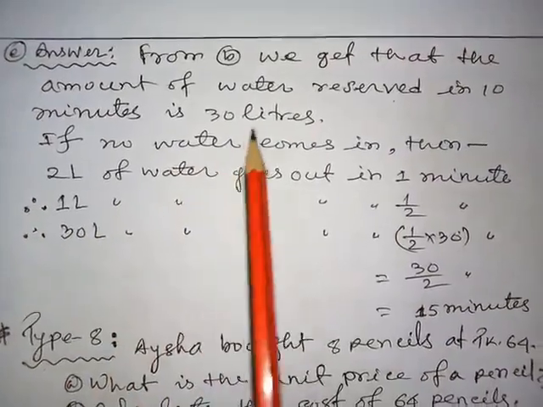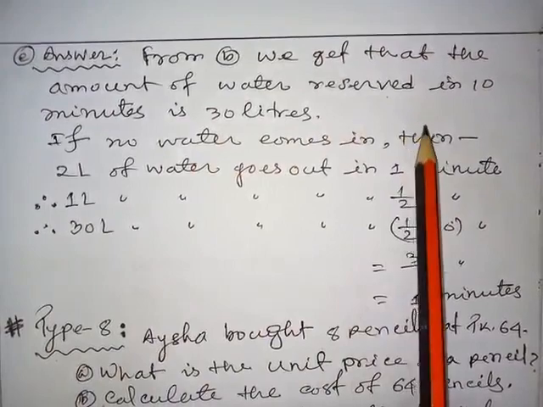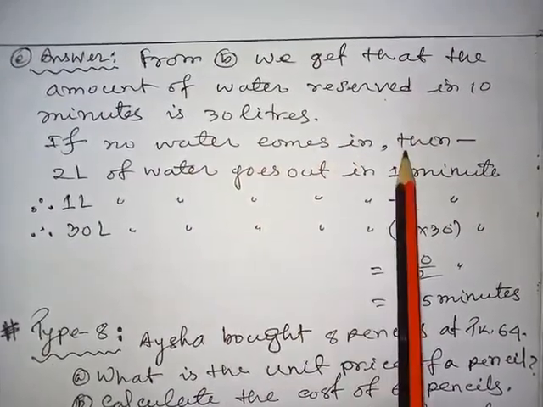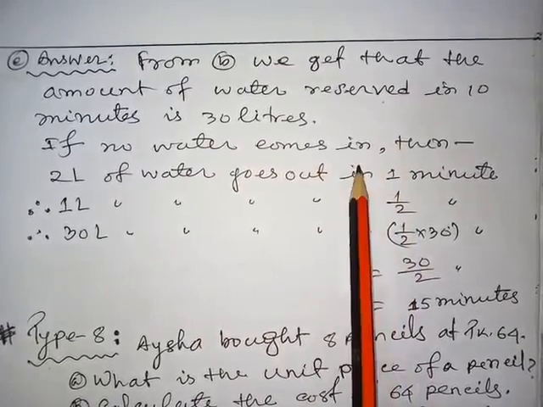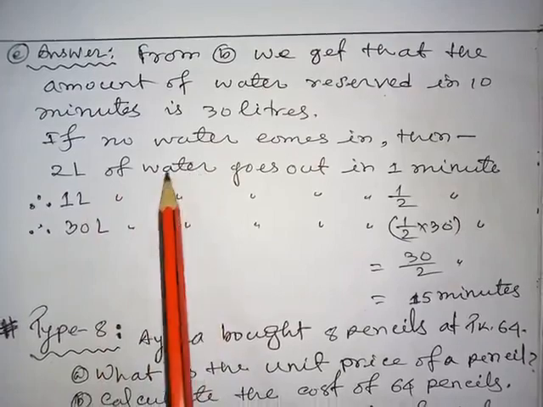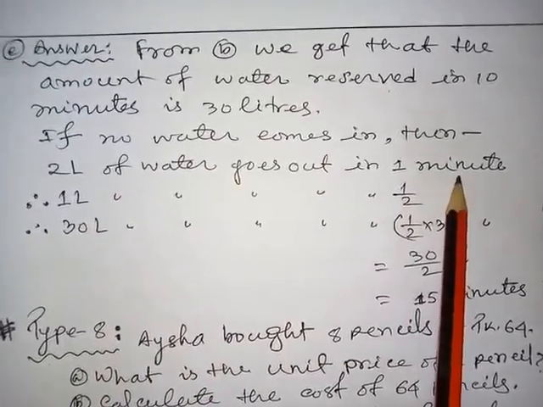Now solution C. From B we get that the amount of water reserved in 10 minutes is 30 liters. Now if no water comes in, that means water will only go out. The water will go out only, no water will come. So 2 liters of water goes out in 1 minute. From the question we get this.